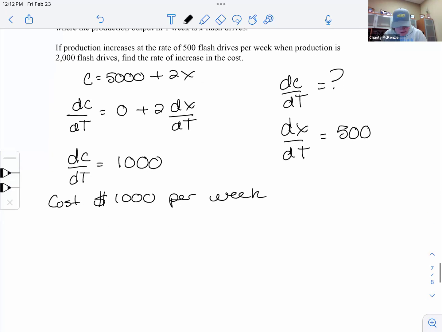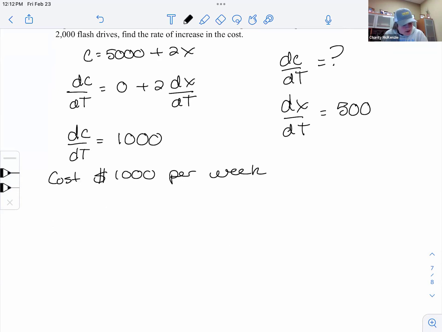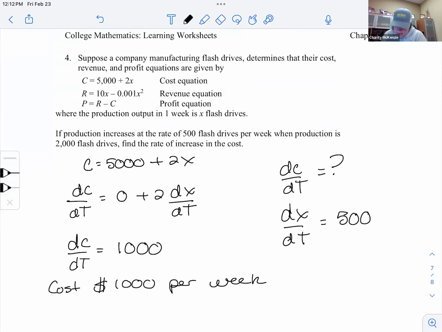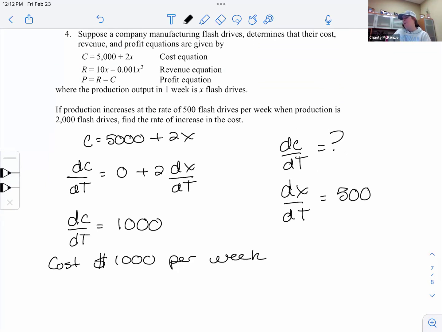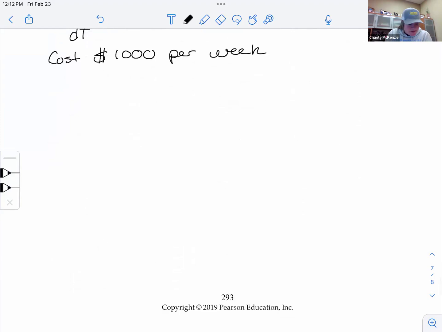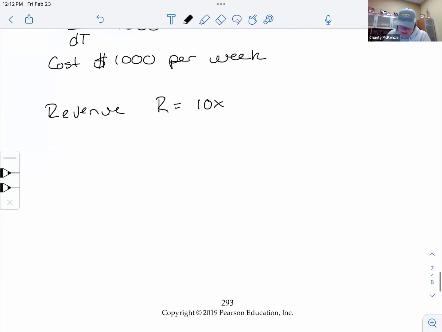This is all cost. What if I wanted to know the increase in revenue? I don't think it actually asks that, but I want to do it. So you could do revenue. If I did revenue, which is not asked, but we're going to do it anyway, we would think of revenue as equal to, they gave us this 10x, right?